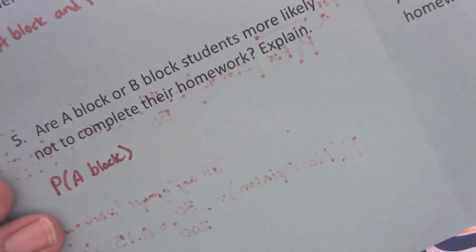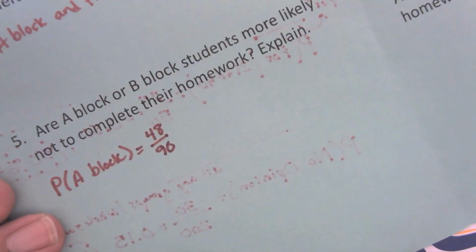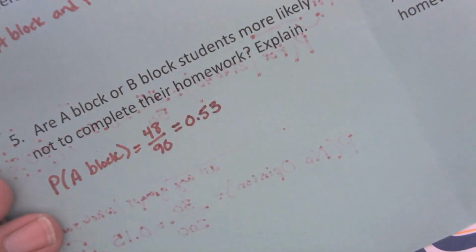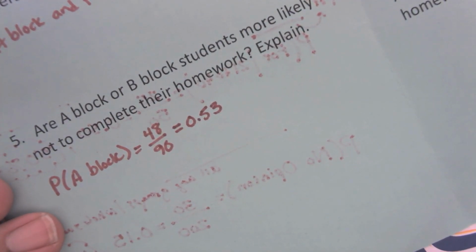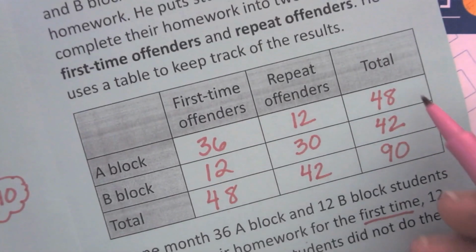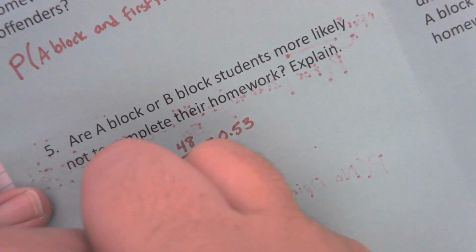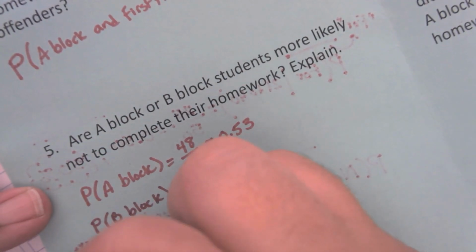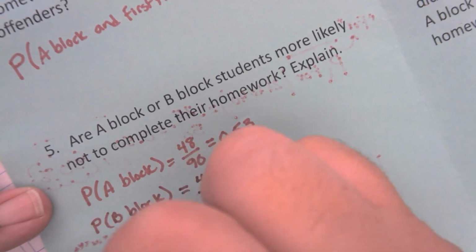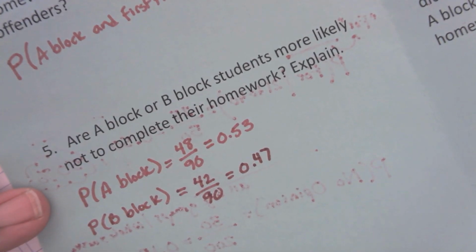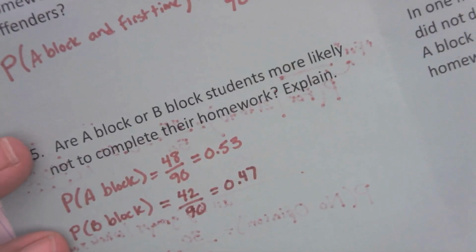Out of all the students who don't do their homework, we can say that 48 out of 90 students who don't do their homework are from A block. That is 0.53. So 53% of the students are coming from A block. Because it's a total of 48 students in A block not doing homework out of 90 students. We compare that to the probability of someone being in B block, that's on this list. We have 42 students out of 90 that are coming from B block, which is a 0.47 probability. So 47% of the people are from B block.